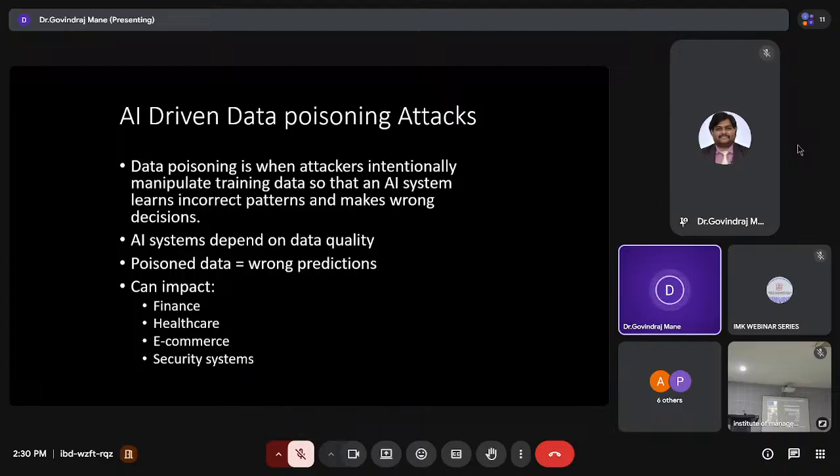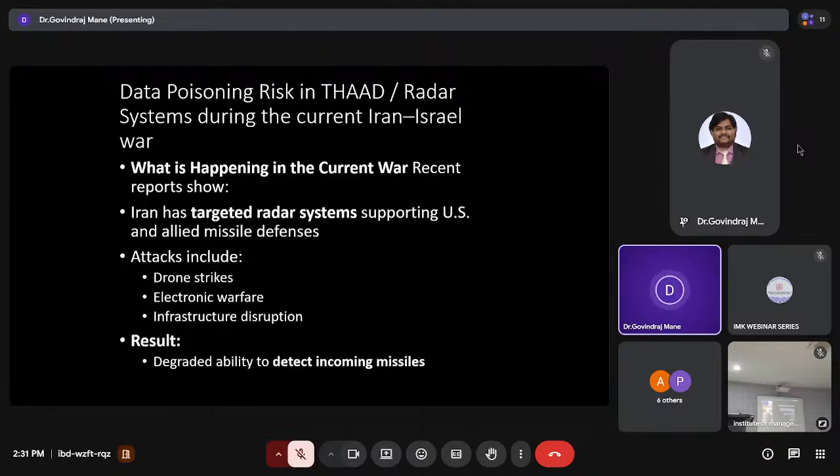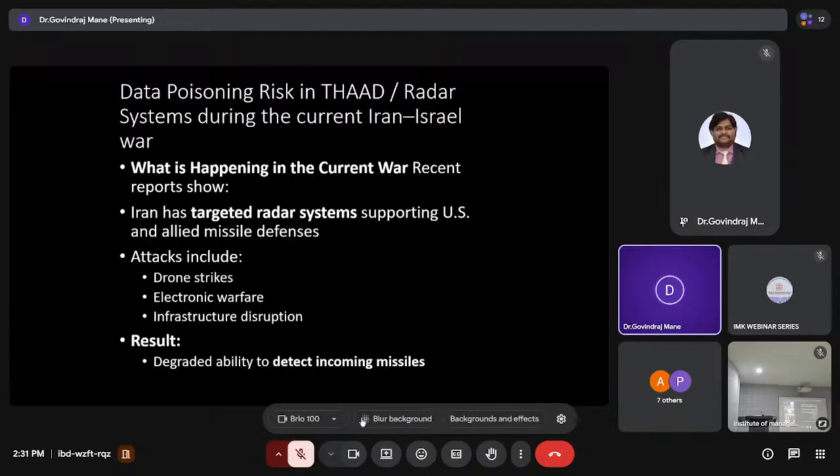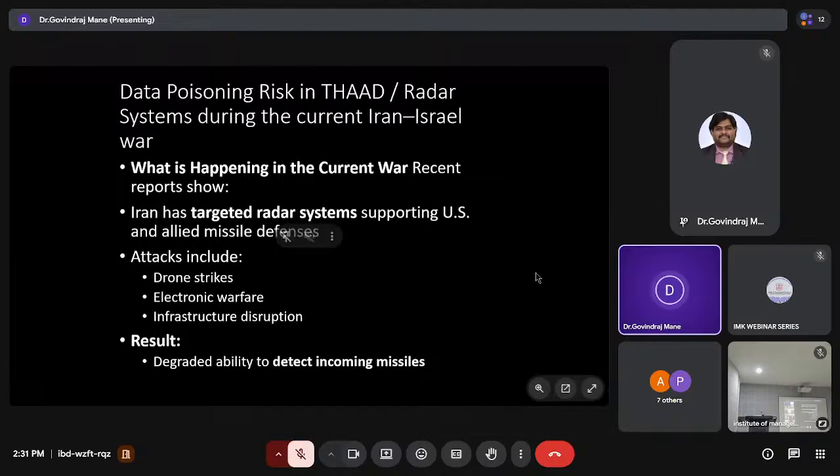If you poison that particular data, automatically it will make wrong predictions. Where it can improve things, it will make a wrong mistake, especially in finance, healthcare, and e-commerce. One recent example that I want to discuss is about the current Iran and Israel war, where a data poisoning attack was possible. Data poisoning risk in the THAAD radar system during the current Israel and Iran war.